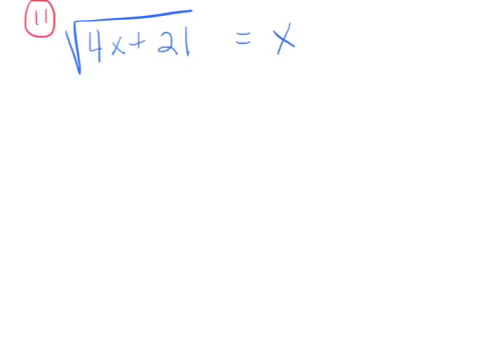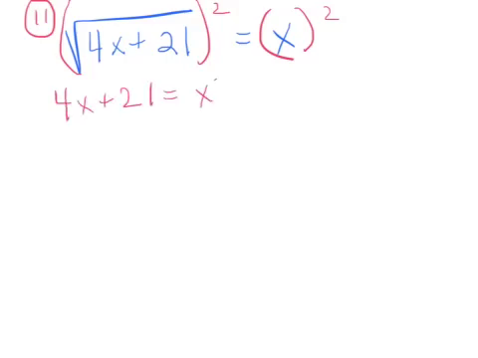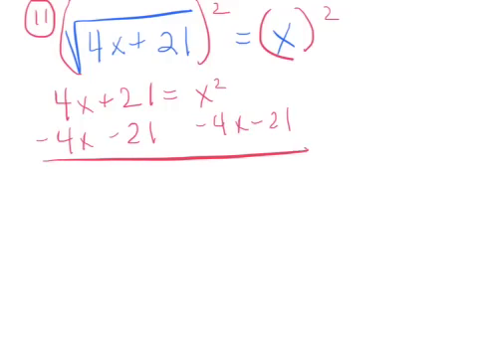Okay, number 11, we've got a radical equation. What we're going to do is square both sides. So that will give us 4x plus 21 equals x squared. Since I've got a quadratic here, what I'm going to do is put everything on one side of the equal sign, get it equal to 0. So I'm going to subtract 4x and subtract 21.